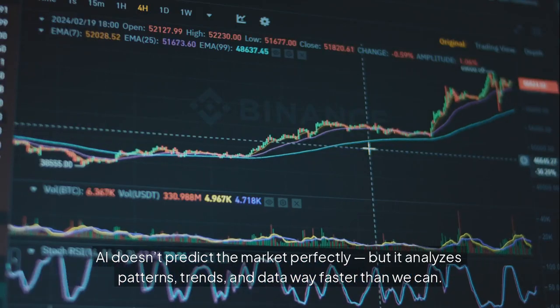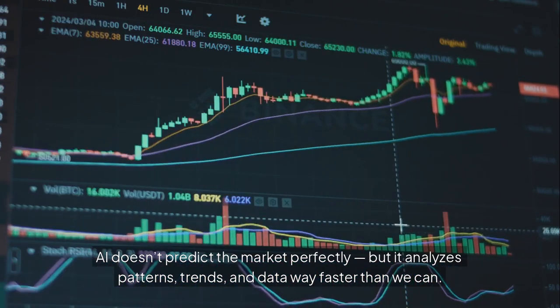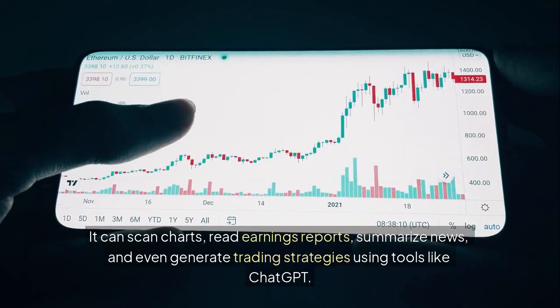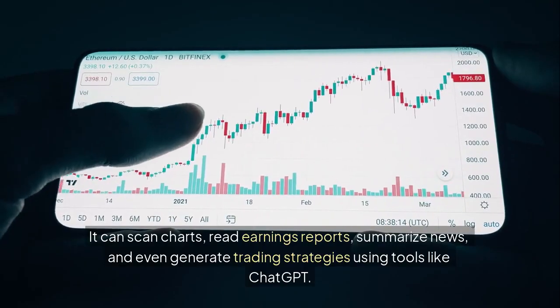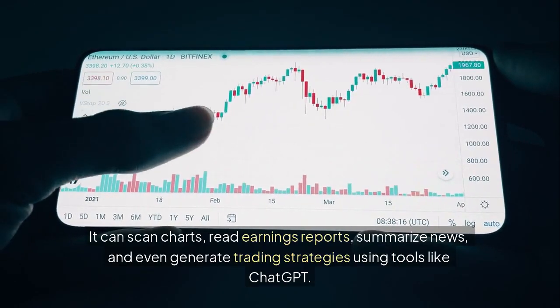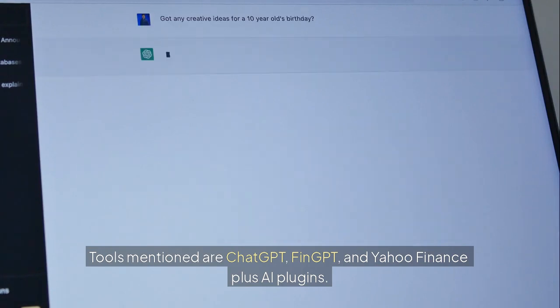AI doesn't predict the market perfectly, but it analyzes patterns, trends, and data way faster than we can. It can scan charts, read earnings reports, summarize news, and even generate trading strategies using tools like ChatGPT. Tools mentioned are ChatGPT, FinnGPT, and Yahoo Finance plus AI plugins.